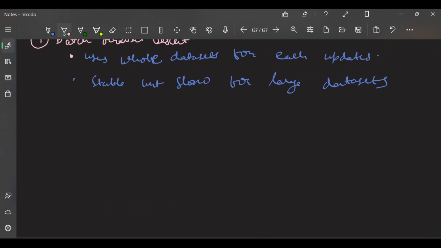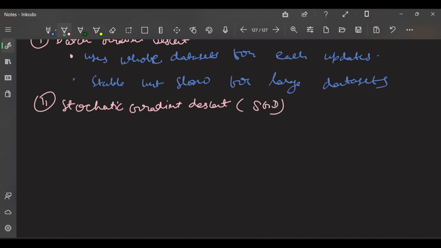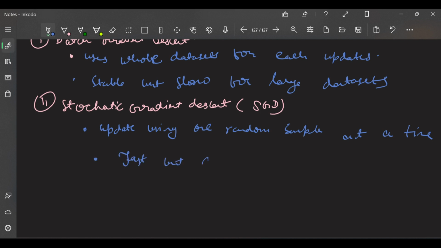The next one is stochastic gradient descent, like SGD. In this, we update using one random sample at a time, and it is fast but noisy.